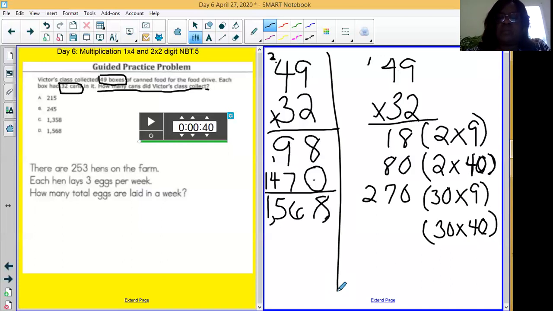Thirty times 40, I know is 120, 1,200. I'm sorry, 1,200. And now I multiply 30 times my 9 tens. Then I multiply 30 times my 40. So I've multiplied everything. I'm going to pause right there, give you time to catch up.